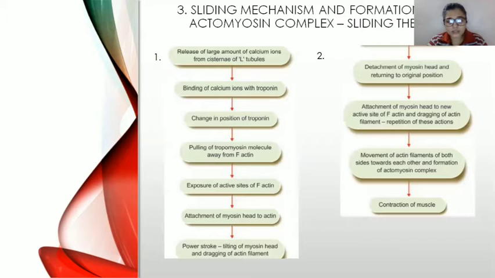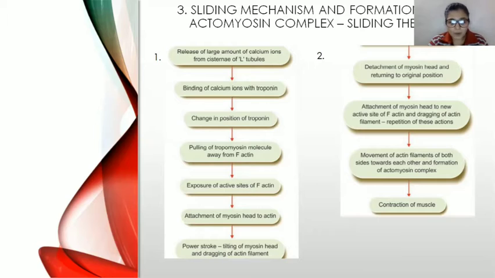Now the third thing is the sliding mechanism and formation of the actomyosin complex. It is also known as the sliding theory. Here we saw the release of calcium ions in abundance from the L tubules. These calcium ions bind with troponin, which changes the position of troponin, and the troponin pulls the tropomyosin molecule away from F-actin, which exposes the active site, and the myosin head attaches to the actin site. This is the actomyosin complex. And then comes the power stroke.